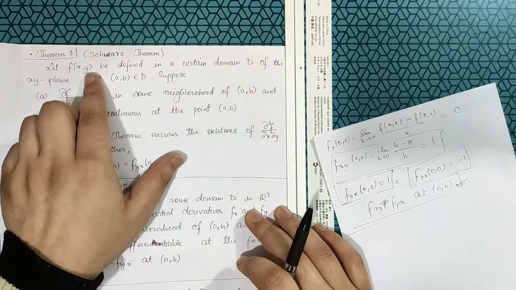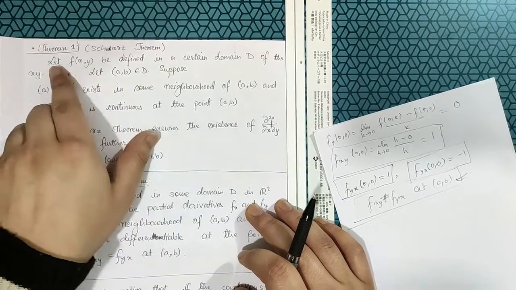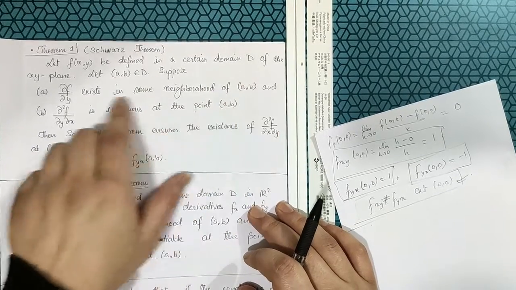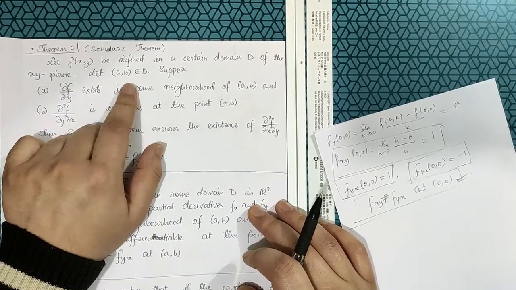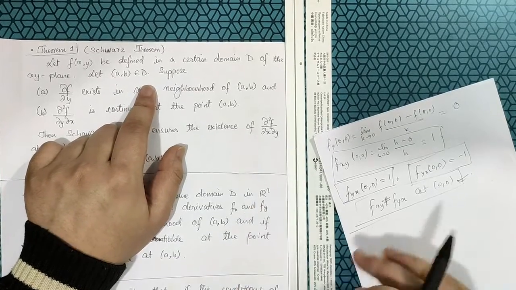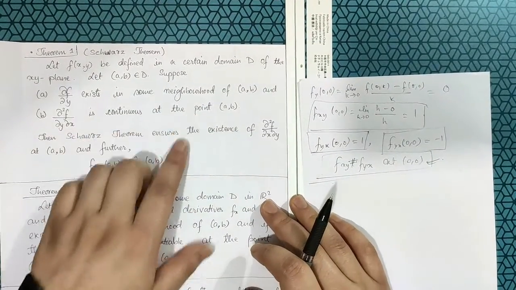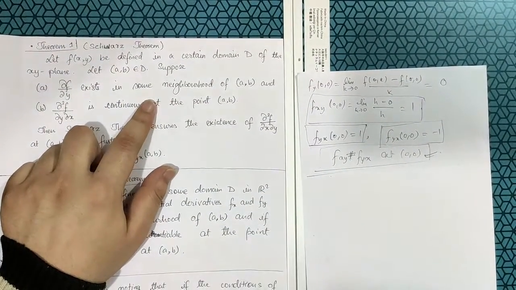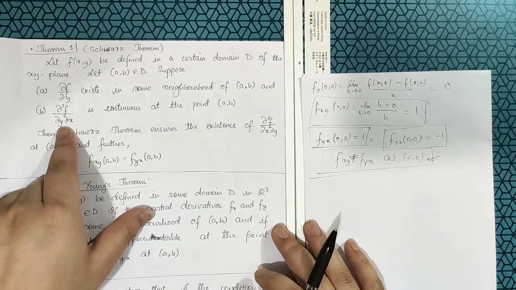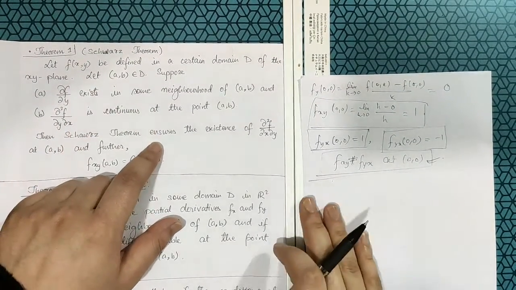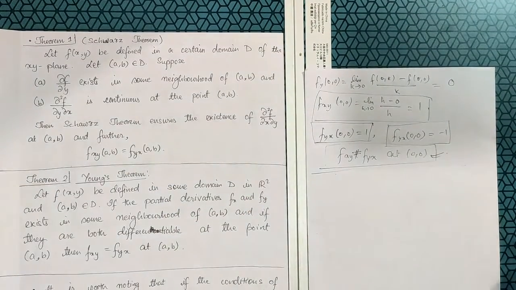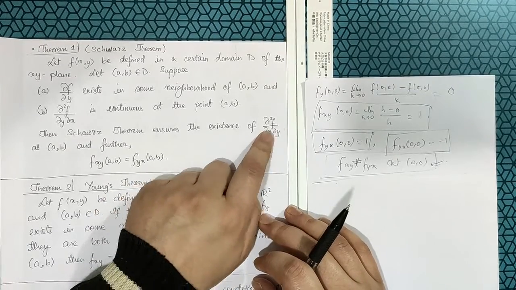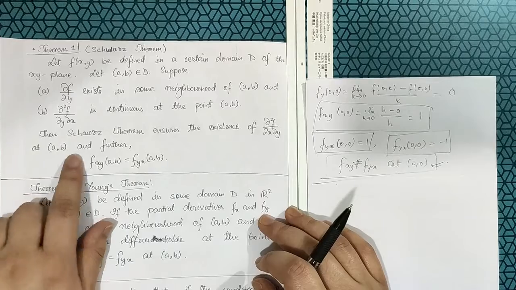It is known as Cauchy's theorem, and it is defined as follows. Let f(x,y) be defined in a certain domain D of (x,y). Let (a,b) belonging to D be any point in the domain. Suppose del f by del y exists in some neighborhood of (a,b), and del 2f by del y del x is continuous at the point (a,b). Then Cauchy's theorem ensures the existence of del 2f by del x del y at that point and further that they are equal.